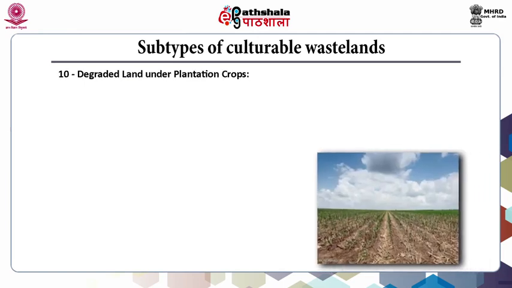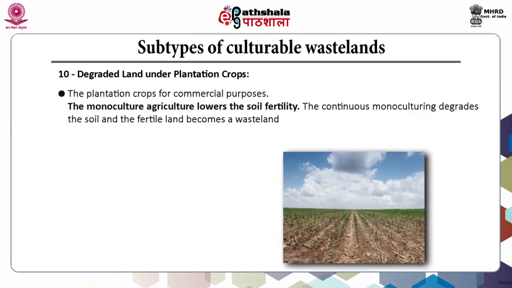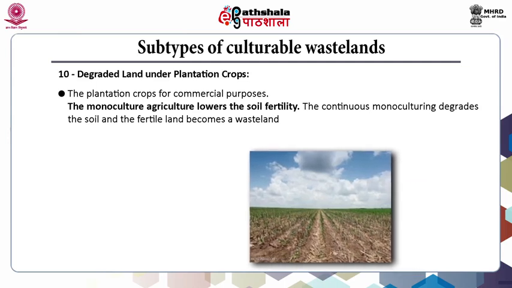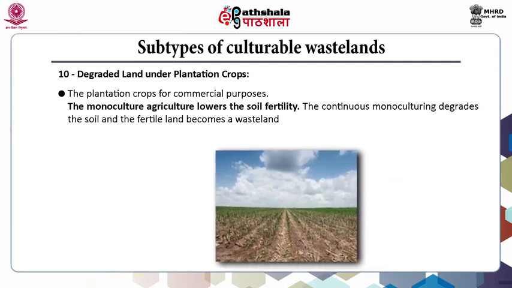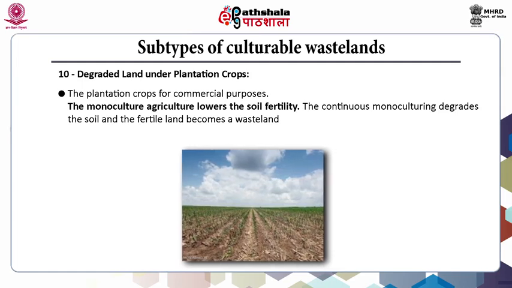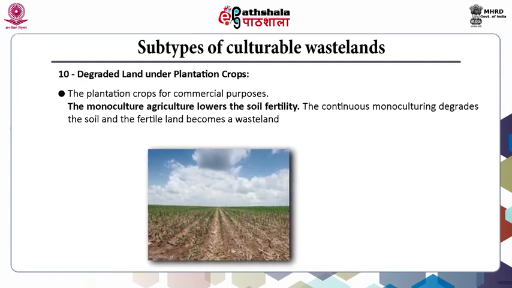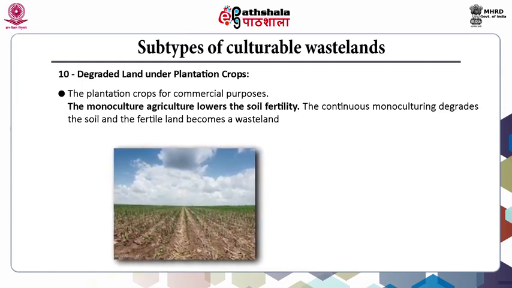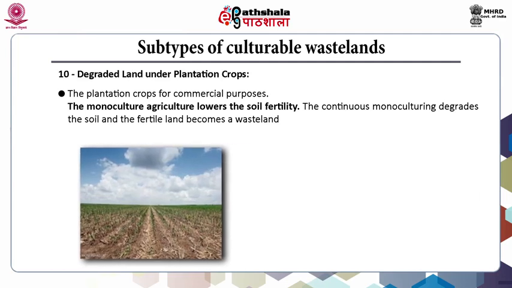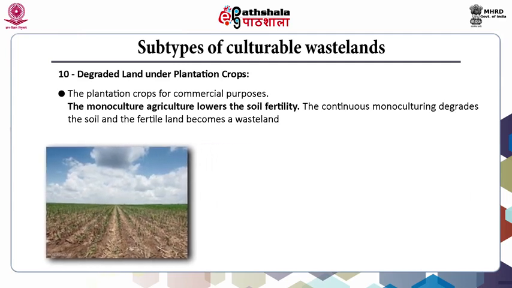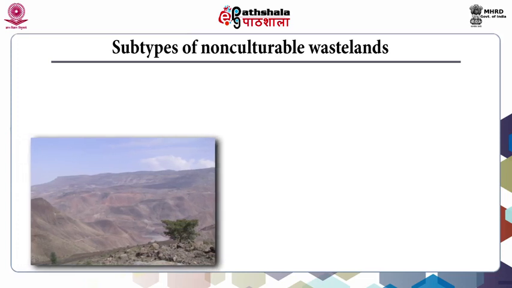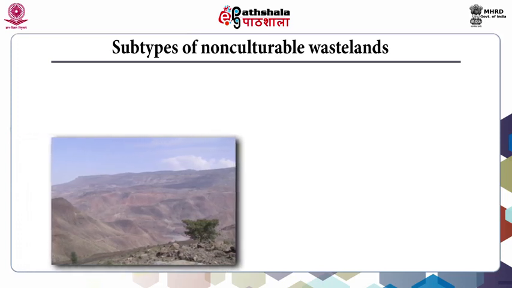Degraded land under plantation crops. The plantation crops are grown for commercial purposes. The monoculture agriculture lowers the soil fertility. The continuous monoculturing degrades the soil and the fertile land becomes a wasteland. Then subtypes of non-culturable wastelands.